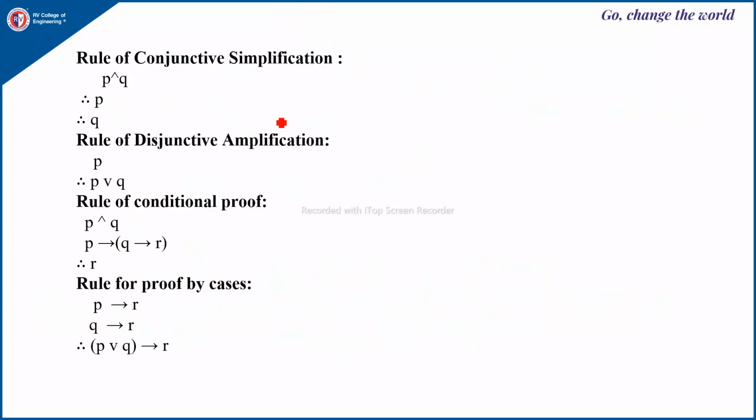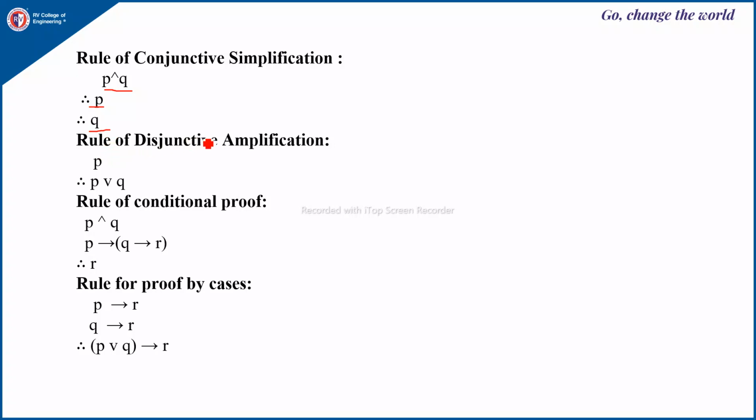Next, coming to the remaining rules of inference. So here, the rule of conjunctive simplification. Here you have been given a compound expression P and Q. This P and Q is true when P is true and Q is true. Therefore I can say that both P and Q must be true. So I can write P is true, Q is true.